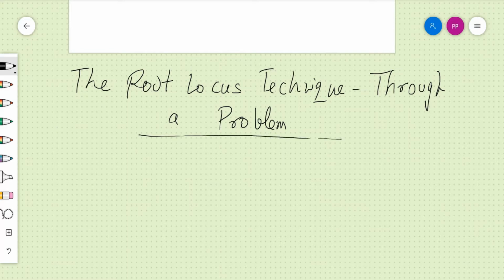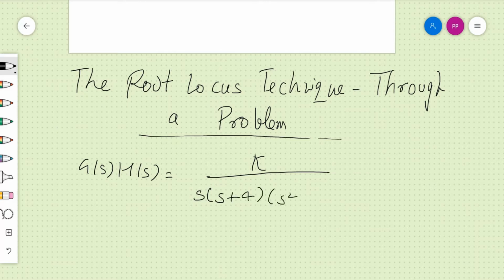So as we discussed, we can take an open loop system. So let us take an open loop system as G(s)H(s). So G(s)H(s) is equal to K divided by s into (s plus 4) into (s square plus 4s plus 20). So this is the open loop system.